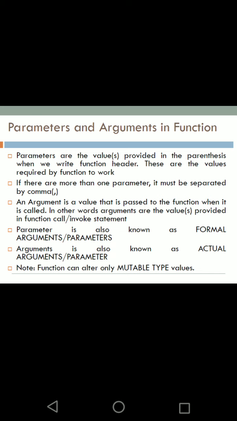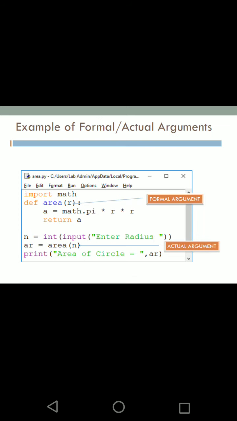The function can alter only the mutable type values. You can see an example of formal and actual arguments. The function name is area, and whatever is inside the function definition header, R, is the formal argument. Now the function call is area of n, where n is the actual argument. So n refers to the argument and R refers to the parameter.